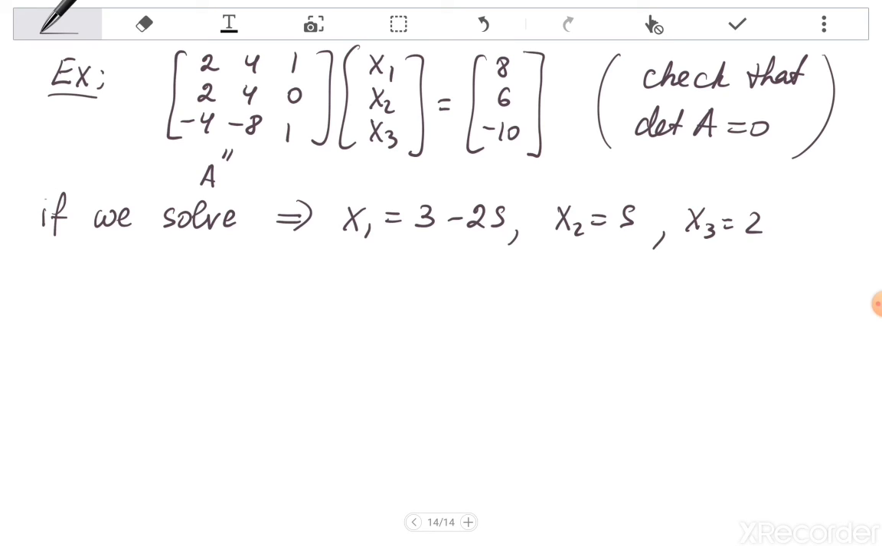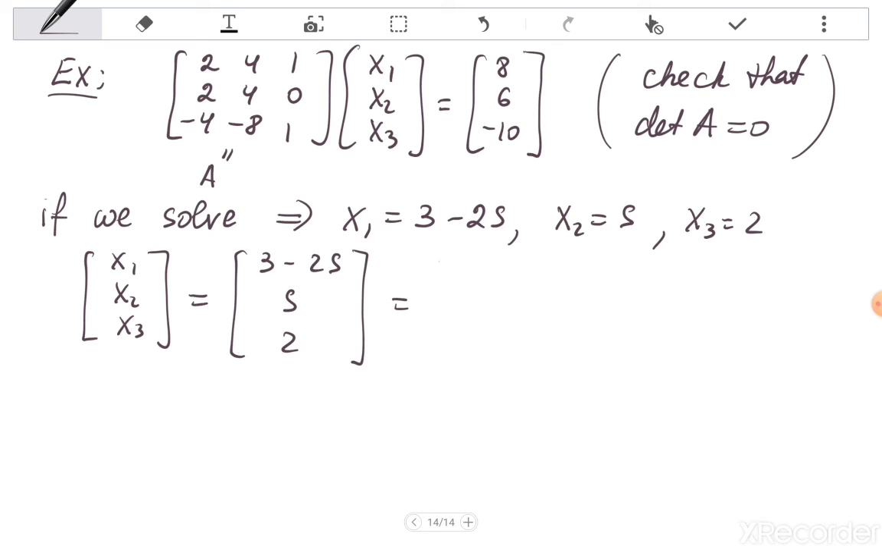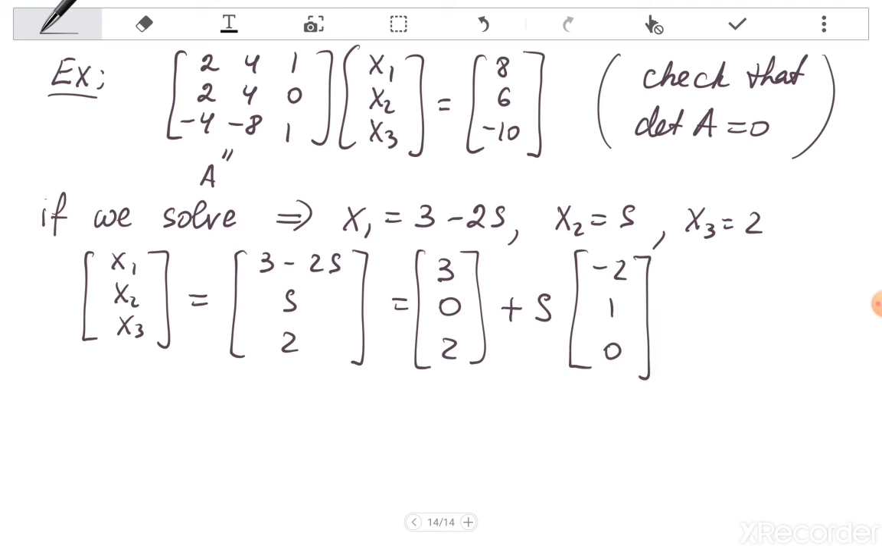And if we write it in vector form, x1, x2, x3, we get 3 minus 2s, s, 2, and we can rewrite it as 3, 0, 2 plus s times minus 2, 1, 0. And this will be our homogeneous solution with the parameter, and this will be our particular solution. And so this has infinitely many solutions.